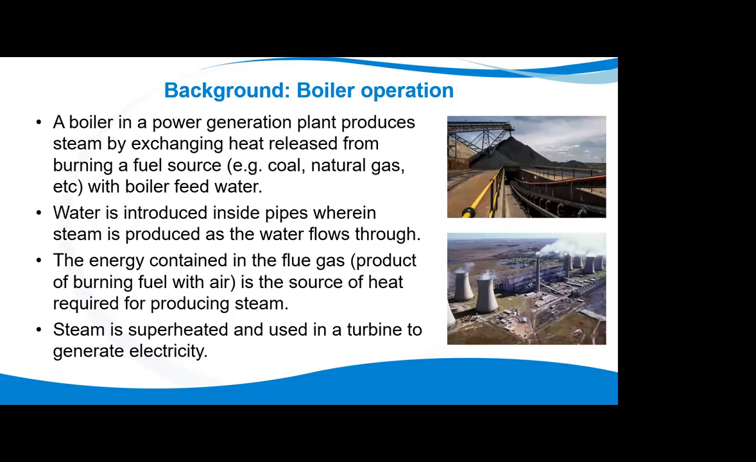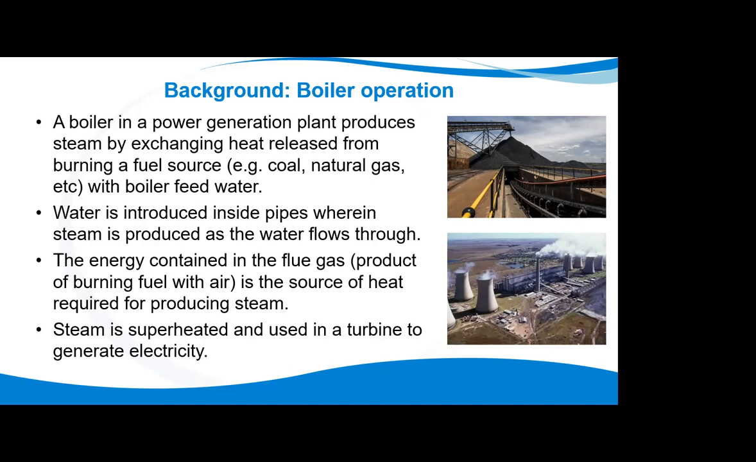Before we go any further, what is a steam boiler? A steam boiler in a power generation plant simply produces steam, and does so by exchanging heat released from burning a fuel source. In our case, the fuel source is coal, but you can have natural gas. And coming to think about it, Koeberg, our nuclear power plant in Cape Town, uses nuclear as a fuel source. And it exchanges heat released from burning a fuel source with boiler feed water, and that's how you produce steam.